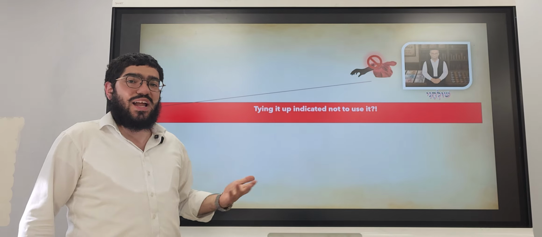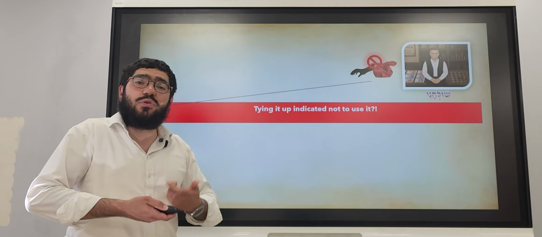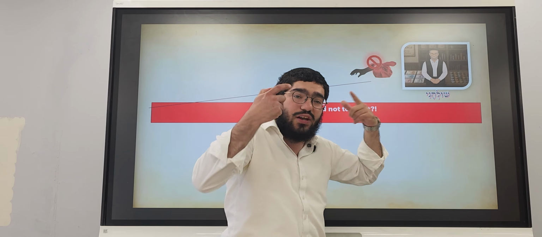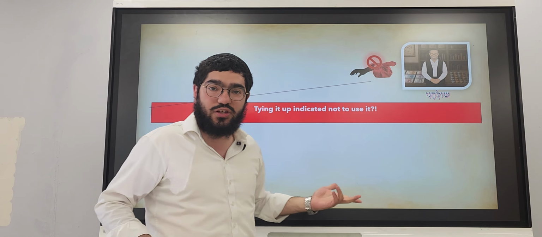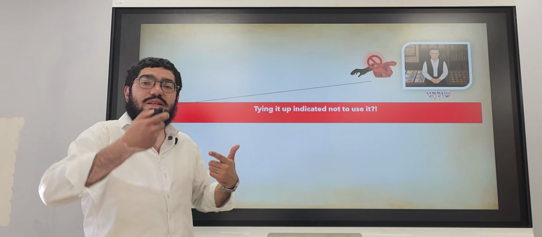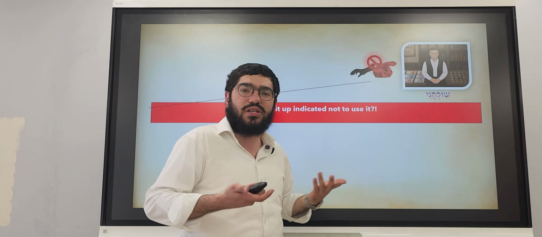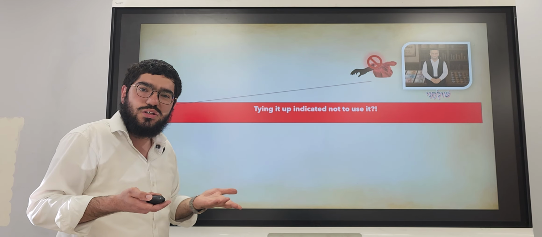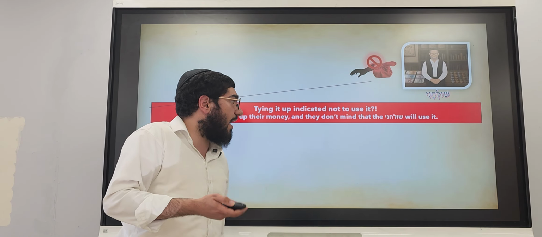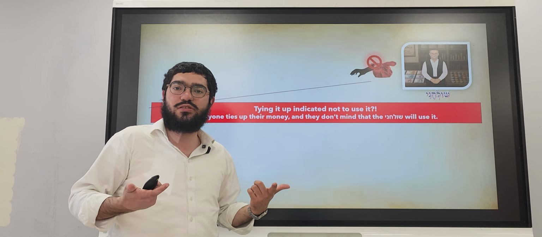Tying it up indicates not to use it. And now the Gemara explains: everyone ties up their money. And when people give money to a shulchani, they know the shulchani always needs cash and he's going to use it. So what indication is there over here? What is the mafkid showing by tying it up? He's not showing anything. So why shouldn't the shulchani use it? Everyone ties up their money and they don't mind that the shulchani uses it. So why, if you tie it up, should he not use it?